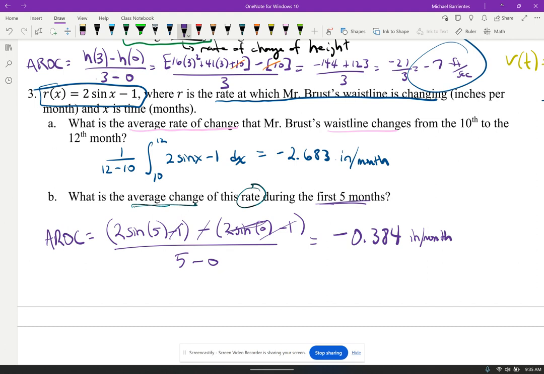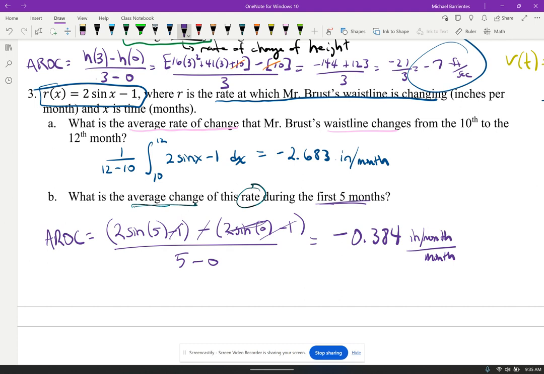And then what are the units of the denominator? Well, the denominator was measuring time, and time is measured in months. So the rate is decreasing at a rate of 0.384 inches per month per month. I guess you could say inches per month squared if you want to do it that way. But that's how we can apply the average value and the average rate of change.